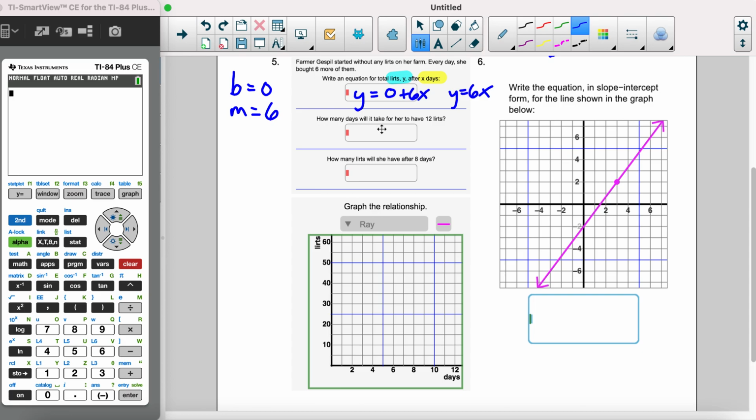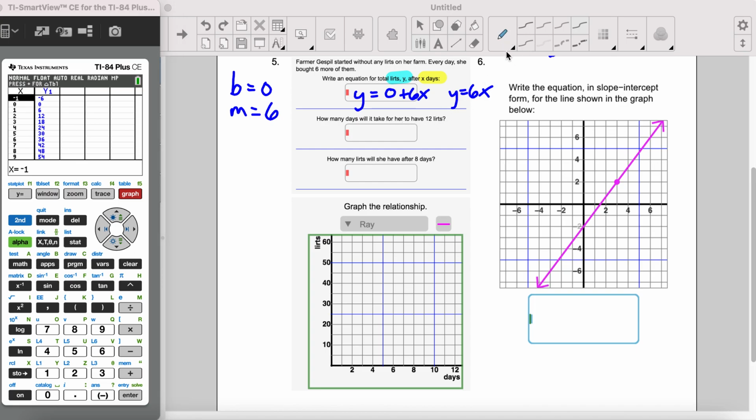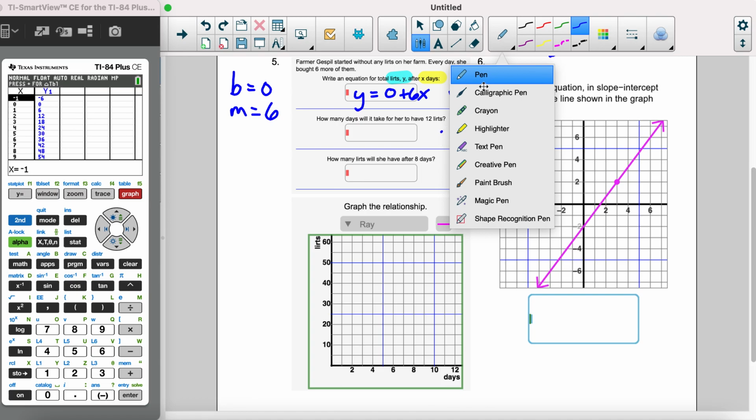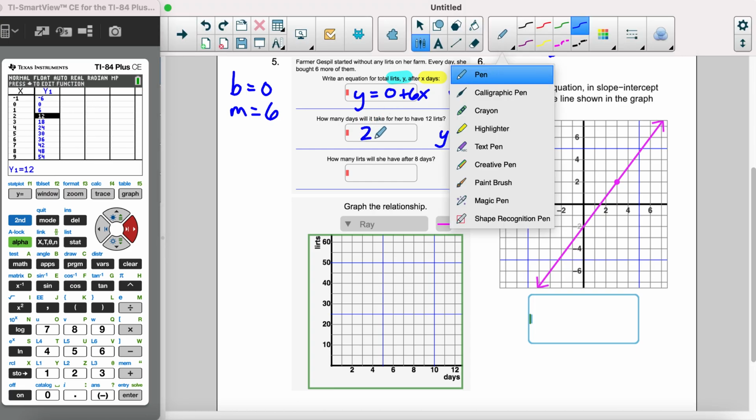The next part here, it says how many days will it take for her to have 12 lerts? Well, this is a good situation where we can go over to our calculator, enter it in and pull up the table. So I'm going to type 0 plus 6x. I'm going to go to my table. Okay, and then it says how many days. In this case, days is our x, and we know that our 12 is our y value. So if I go back to my calculator, I need to see where we have 12. In this case, it's when x is equal to 2. So the answer would be 2.